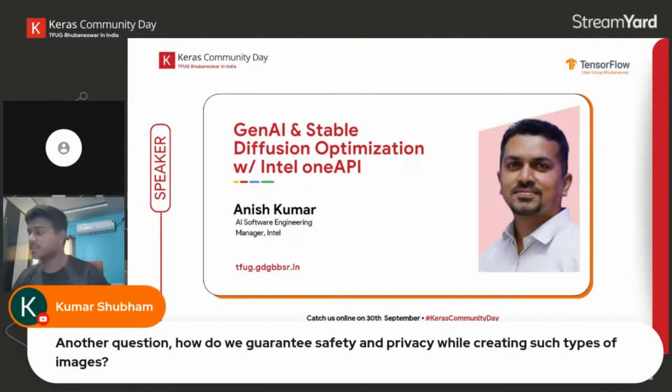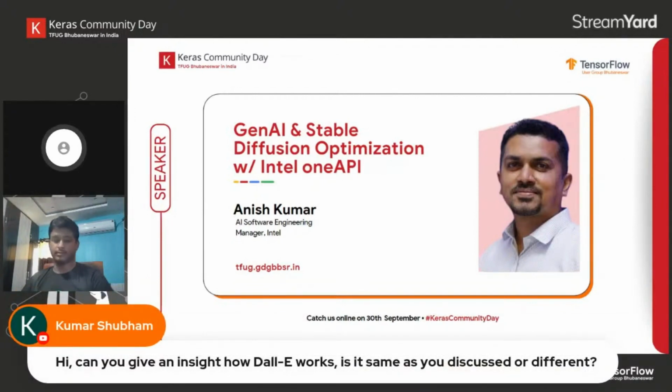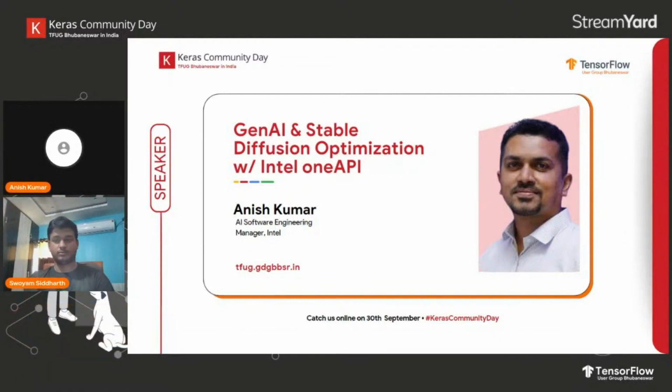Okay. Next question is from Kumar Shubham. Hi, can you give me an insight how DALL-E works? Is it the same as you discussed or different? DALL-E is also very similar. It is also a model that gives you similar things, right? Basically, you give text prompts, it can generate an image for you. Internally, the working is slightly different for DALL-E. I don't know the exact details, but it's slightly different from how Stable Diffusion works.